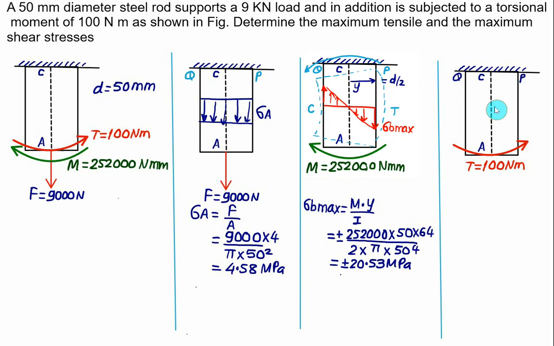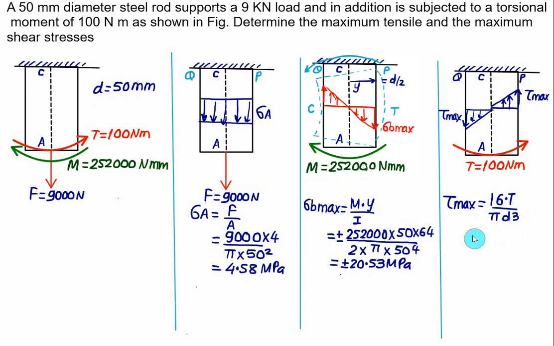So we can show the shear stress distribution. This will be the maximum value for point P. So this will be tau max, and the same value is for Q also. That is the maximum value. This is also equal to tau max. In this case, we have tau max given as 16 times T divided by pi d cube.